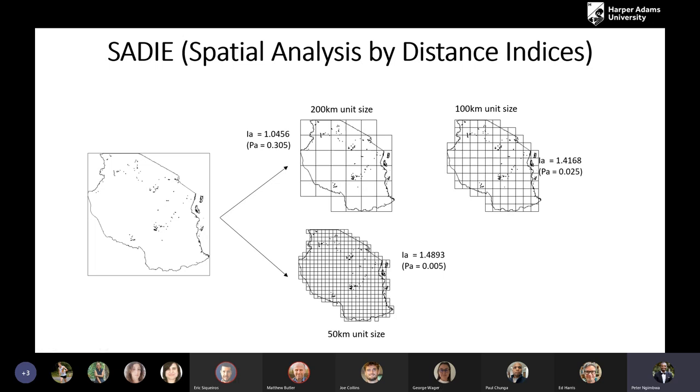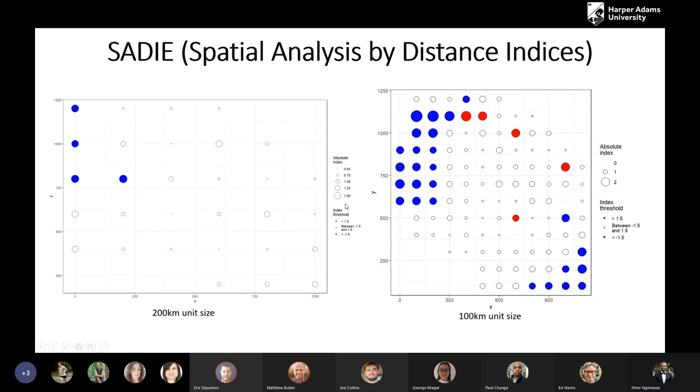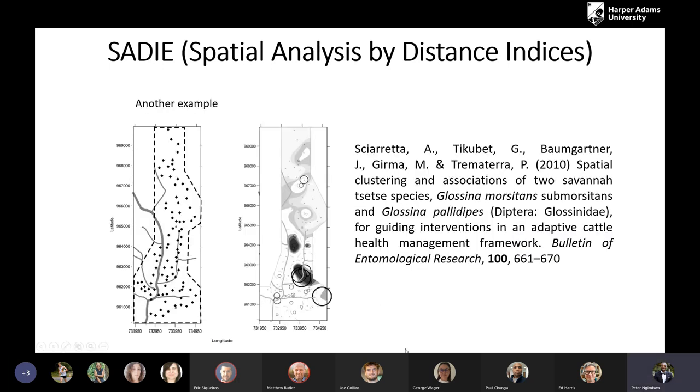Others have also used the SADIE methodology to answer different research questions. For example, this is a 2010 study conducted in Ethiopia for pest control measures. The pest is called the tsetse fly.